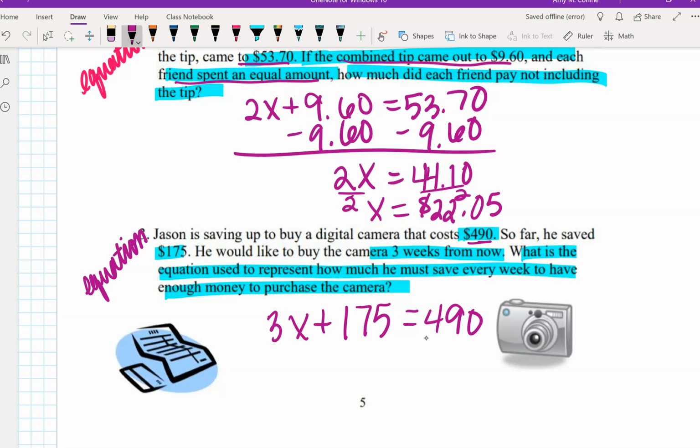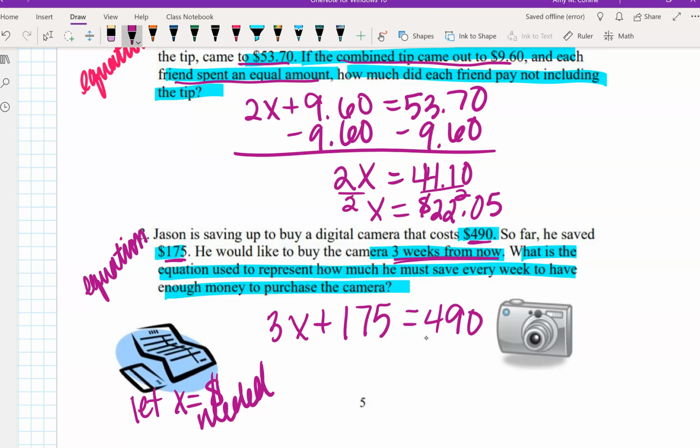I pulled the total, 490. That's how much the camera costs. He already saved $175, and he wants to save for 3 more weeks. So 3 times however much his X amount would be. So X would be the dollars he needs to save. So let X equal the dollars needed.